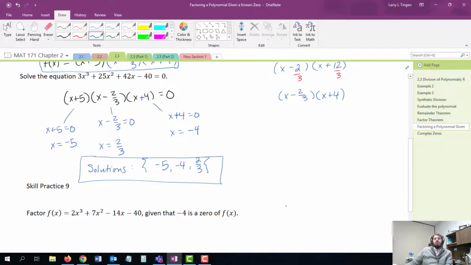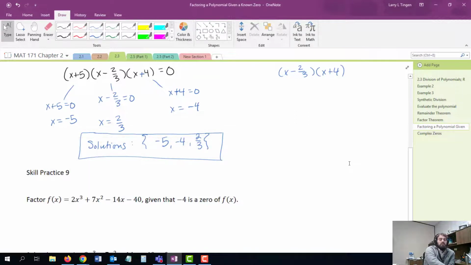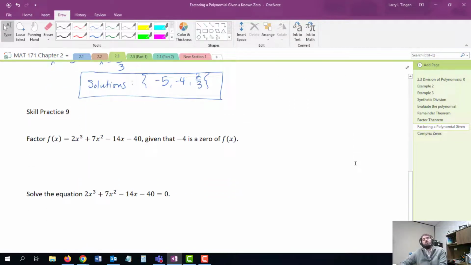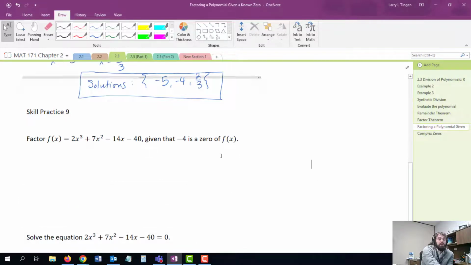All right, and then the next skill practice problem, f of x is 2x cubed plus 7x squared minus 14x minus 40. And you were told that -4 is a 0 of f of x. So instead of me talking through that whole part, let me just show you how to take that problem and go straight to the math.